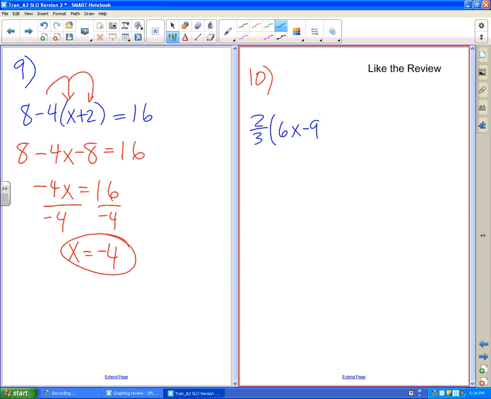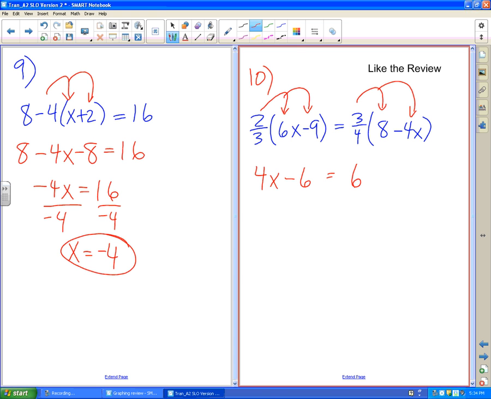When we have a fraction, we're just going to distribute that fraction. Your calculator will do most of the work dealing with those fractions. So I type in 2/3 times 6, and that'll give me 4x. 2/3 times -9, that'll give me -6. 3/4 times 8 will give me 6. 3/4 times -4 will give me -3x.